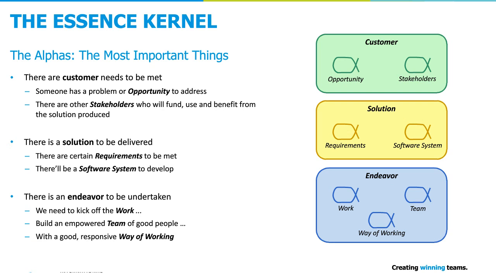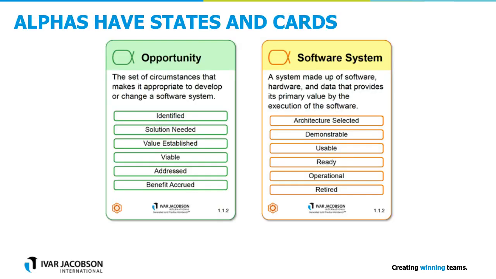So, and then these alphas have states. So you see here two alphas, opportunity and software system. These are represented by poker-sized cards, and you go from the state, from the top to the bottom. For instance, software system, the first state you would like to achieve is that you have an architecture selected. You know what the structure will be, and then you can demonstrate, etc.